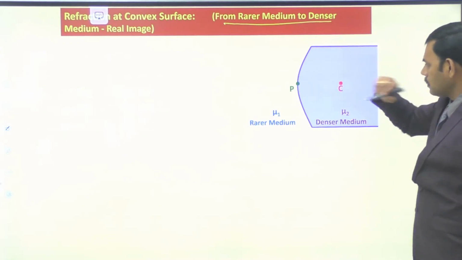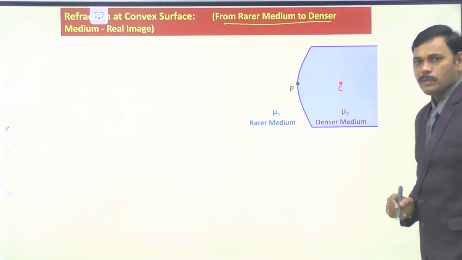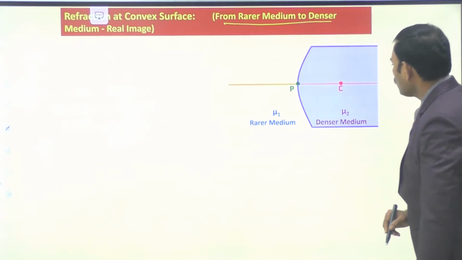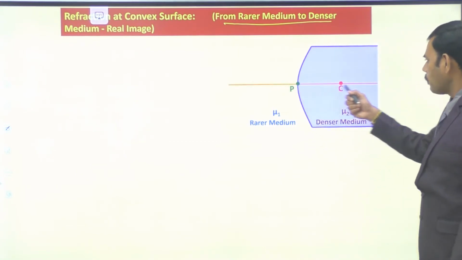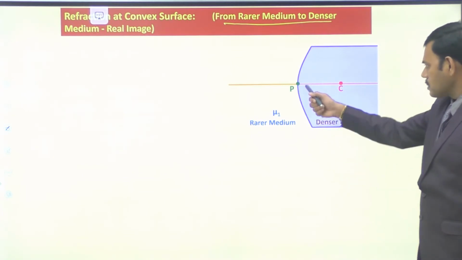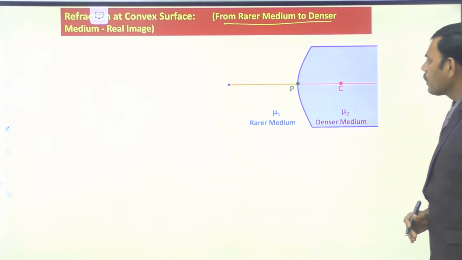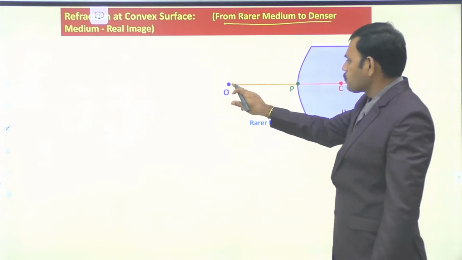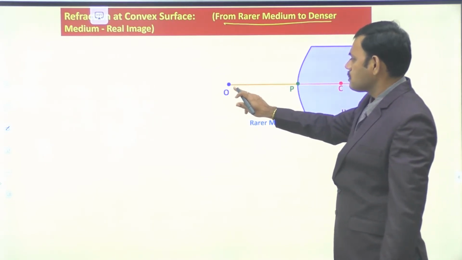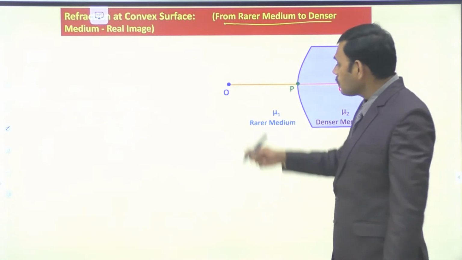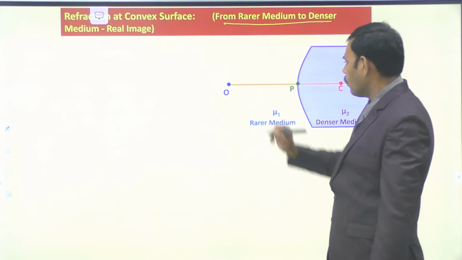Geometrically, the midpoint is the pole. Let this be the pole of the curved surface. Let us draw an axis passing through pole and center of curvature. The axis passing through pole and center of curvature is the principal axis. Okay, let this blue spot on the principal axis be the object. We consider a point object on the principal axis, let it be at O.